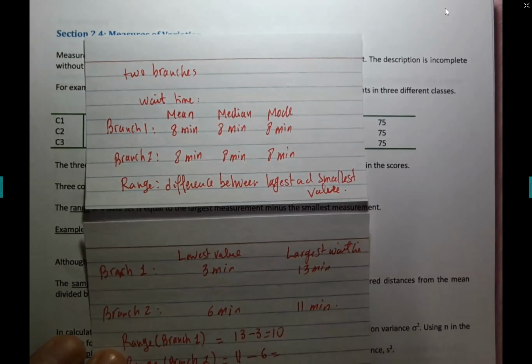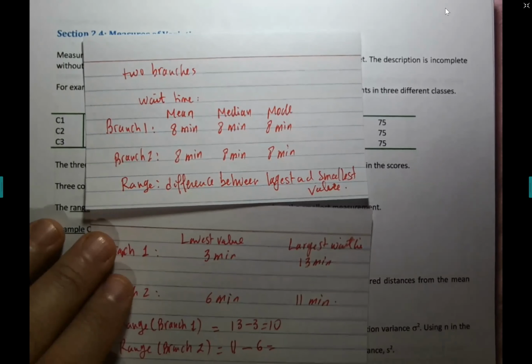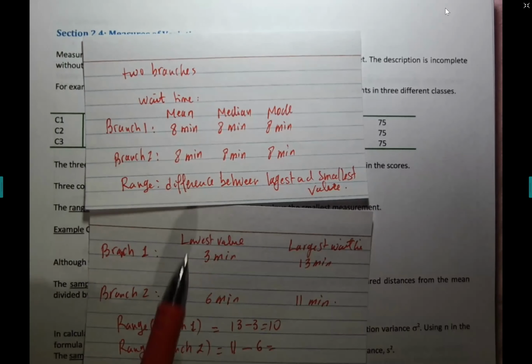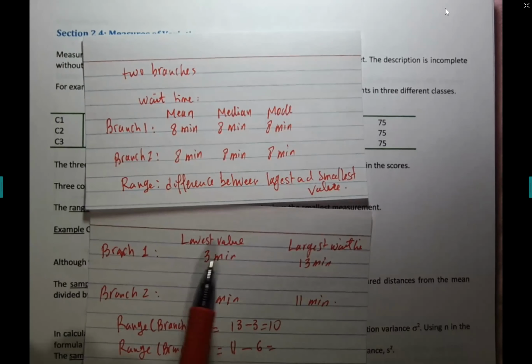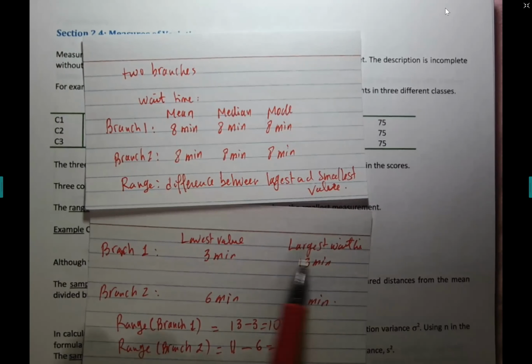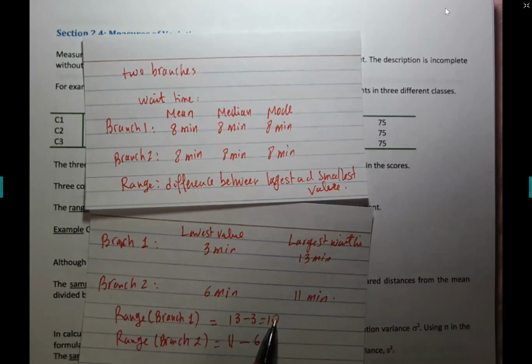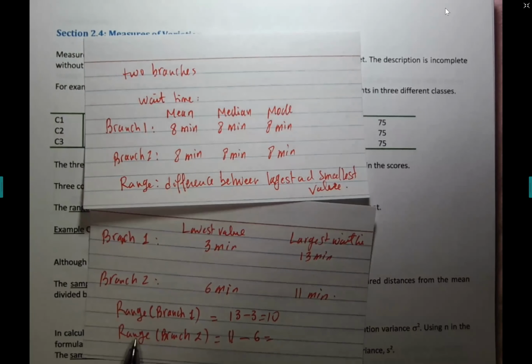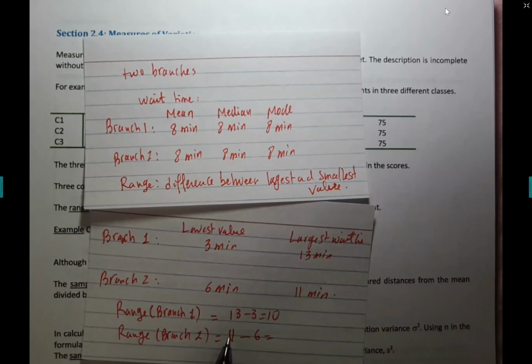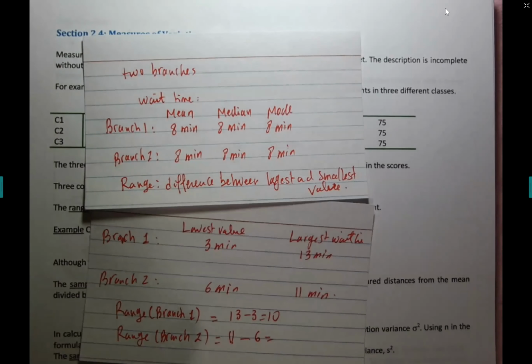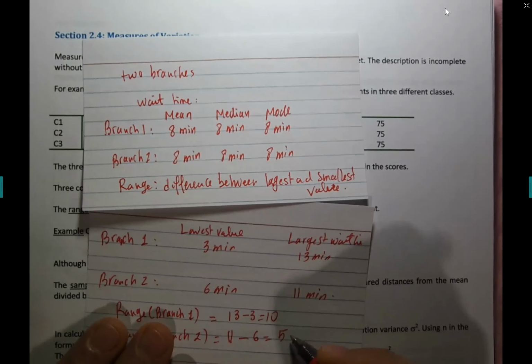Remember, guys, you surveyed 15 customers each, but we looked at the customer who waited the least from branch 1 and the customer who waited the most. We got 3 and 13. We subtract them, we got 10. We looked at the customer who waited the least in branch 2. It was 6 minutes. The most is 11 minutes. 11 minus 6 is 5 minutes.